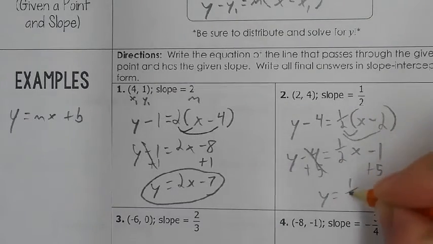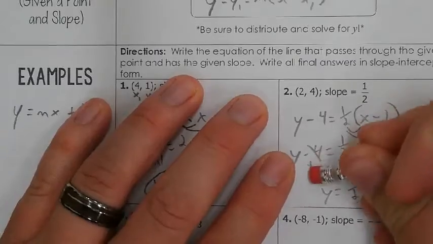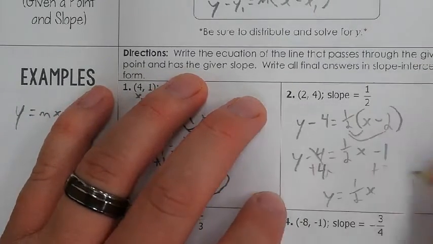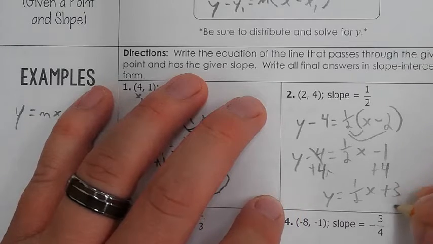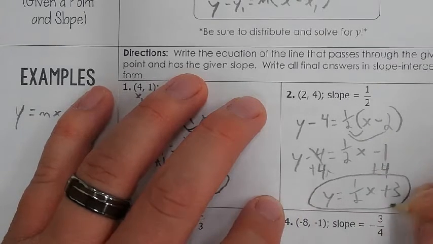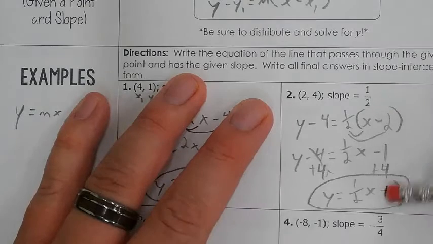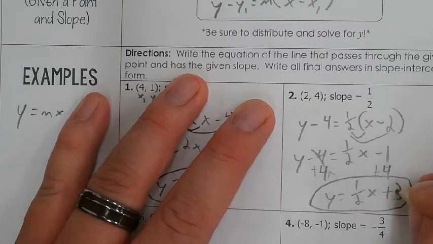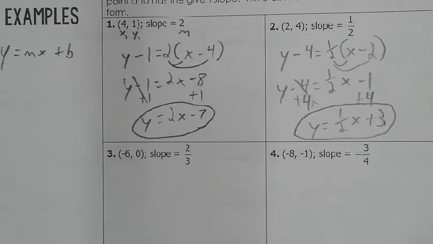And that's all you do. 4. Oh, I have no idea why I did 5. I don't know. So yeah, negative 1 plus 4 is 3. That's weird. I don't know where I got a 5 from. All right. And then number 3.